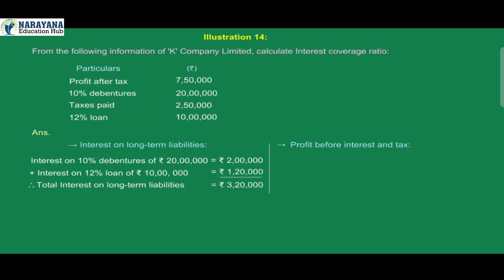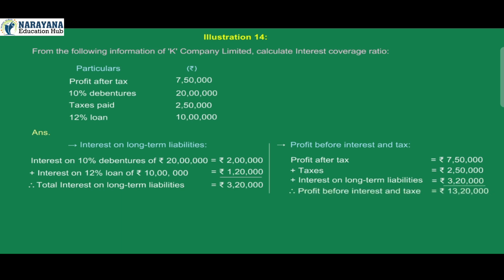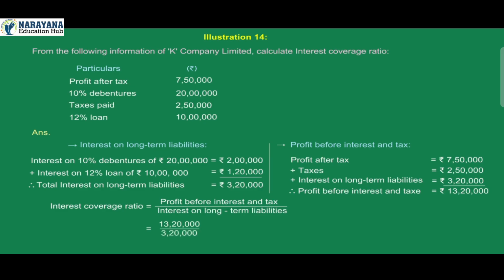Profit before interest and tax: profit after tax is equal to rupees 7,50,000, plus taxes rupees 2,50,000, plus interest on long-term liabilities rupees 3,20,000. Therefore, profit before interest and taxes is equal to rupees 13,20,000. Interest coverage ratio is equal to profit before interest and tax divided by interest on long-term liabilities, which is equal to 13,20,000 divided by 3,20,000, which is equal to 4.125 times. Therefore, interest coverage ratio is equal to 4.125 times.